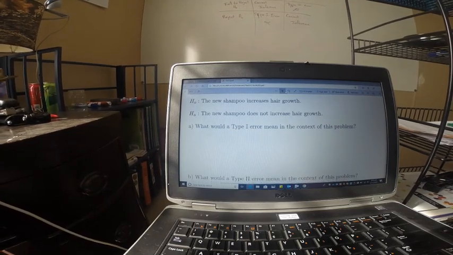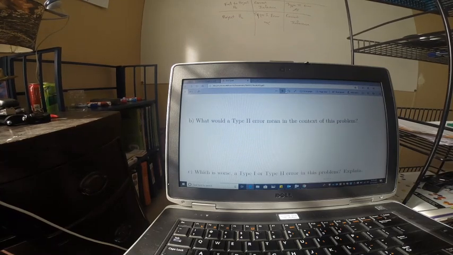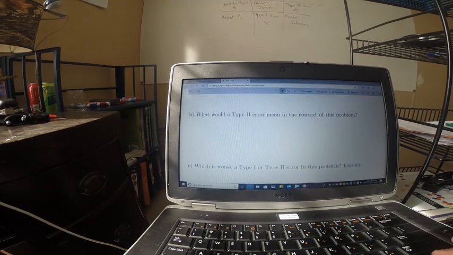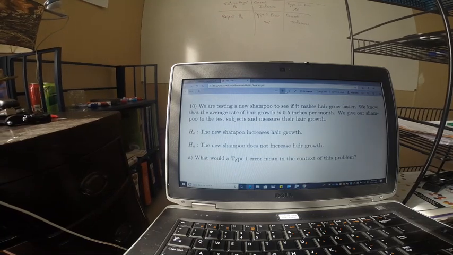A says, what would a type 1 error mean in the context of this problem? B says, what would a type 2 error mean in the context of this problem? And C says, which is worse, a type 1 or type 2 error in this problem? Please explain.